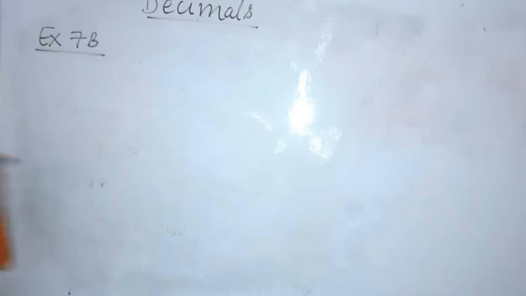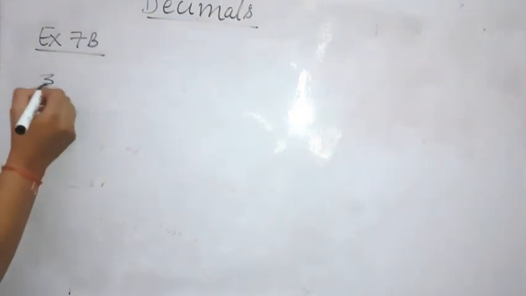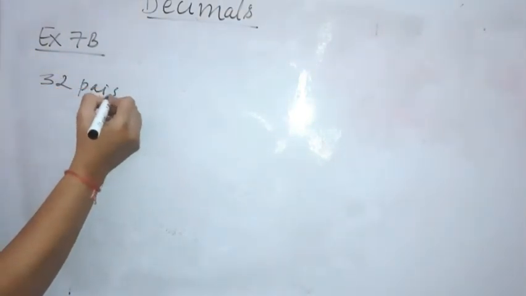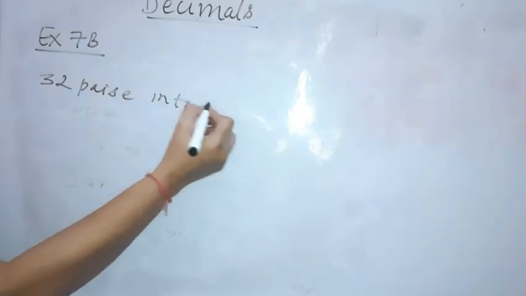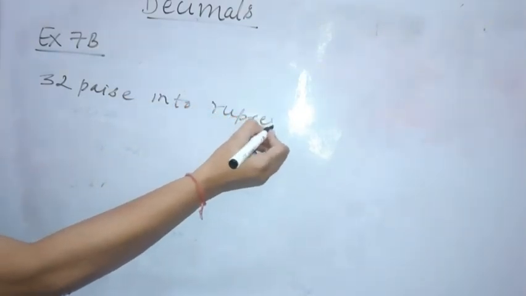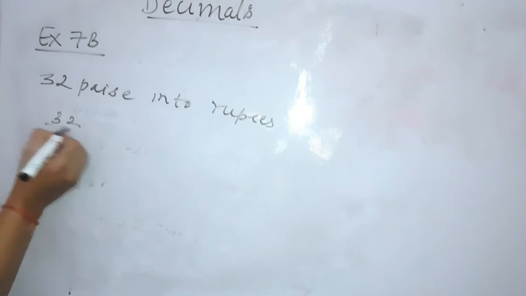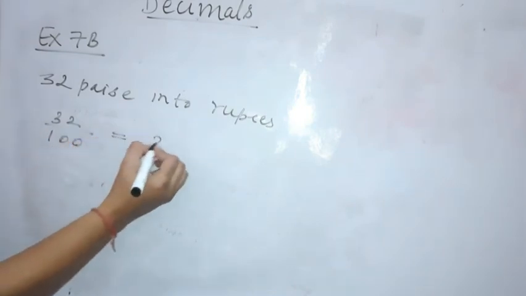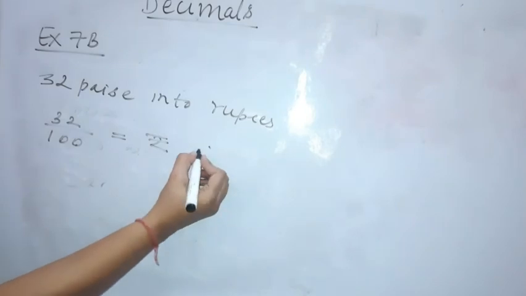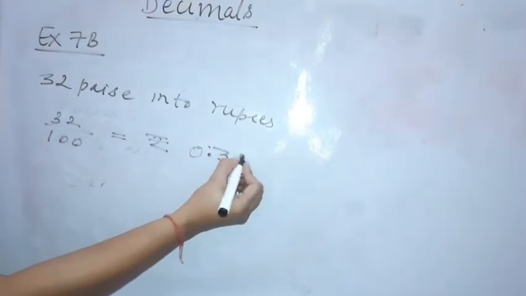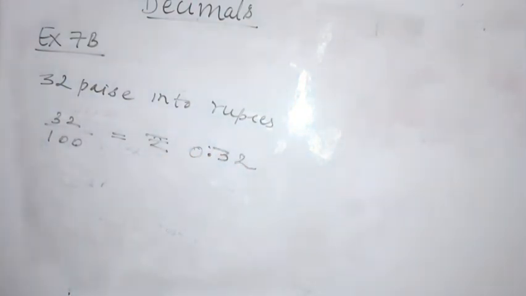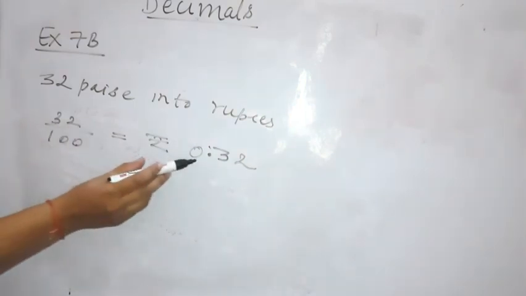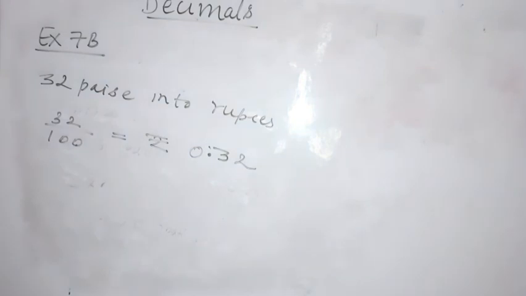So, the third option is 32 paisa. It is already in paisa. There is no need to convert it into paisa. 32 paise into rupees. So, we have to divide it by 100. 1, 2, that means we have to place the decimal point before 2 digits. So it will be 0.32 because we have to count from the extreme right. So 1, 2, that means the decimal point will come before 3.